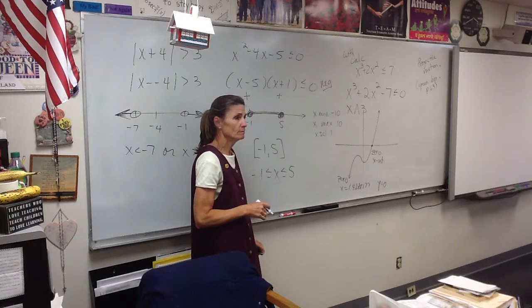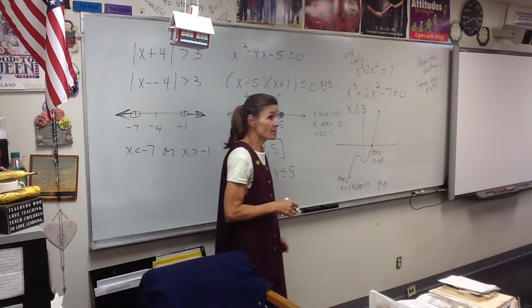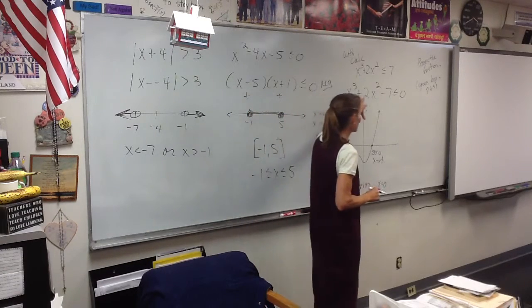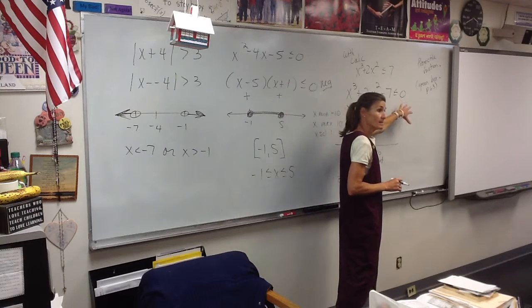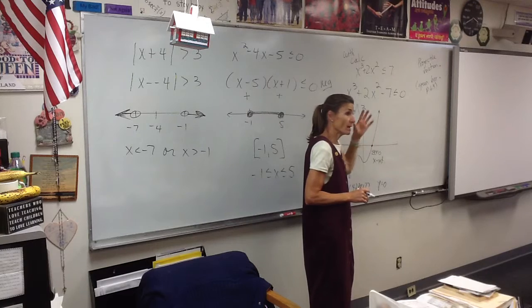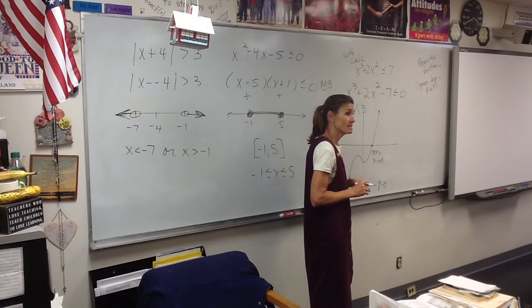Trevor? Do you have to shade a sign? You have to shade something, exactly. And what are we looking for? Where the curve is less than 0. So where would I look? Where would I find where it's less than 0?